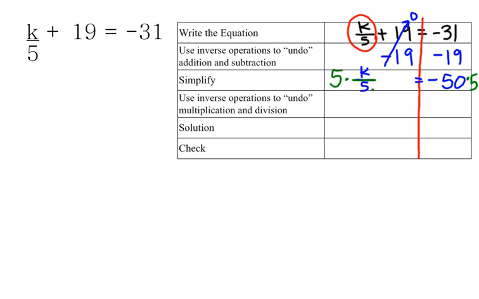5 over 5, that's a big number, 1. I've got 1k, you know I'm just going to write k. And I need to multiply negative 50 times 5, which is negative 250. That actually goes one step lower because of how I put my multiplication in there. And I would like you tonight to do the check part on this equation so that you are checking to see if negative 250 is indeed the solution.